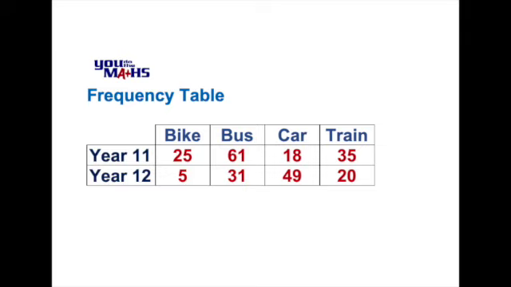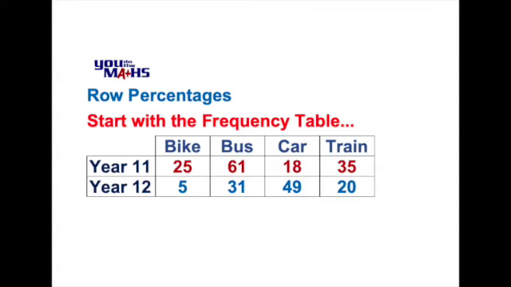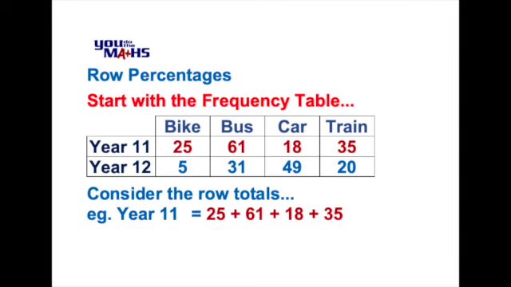So to show this process, we'll start off with the row percentages. This means we're looking at the row of students in a particular year group and we're working out what percentage within that year group took the different modes of transport. So we'll start off with the Year 11s and we'll work out how many students there were in total. We previously saw that was 139.